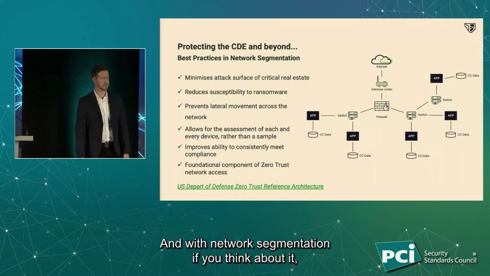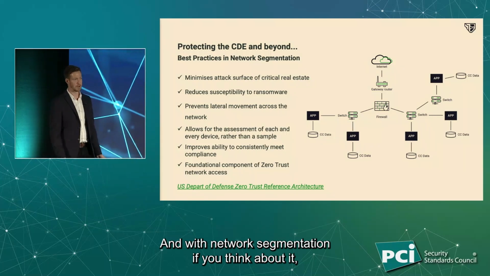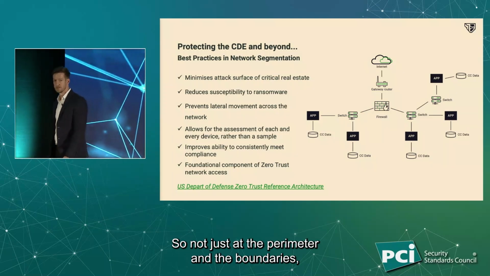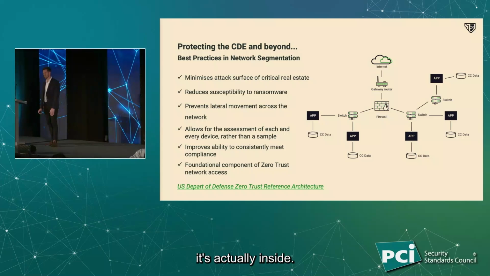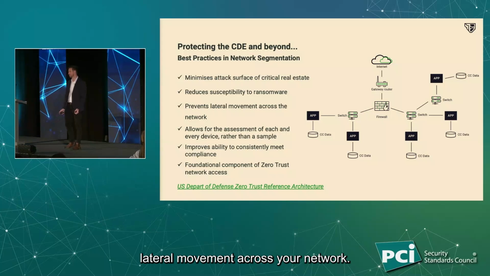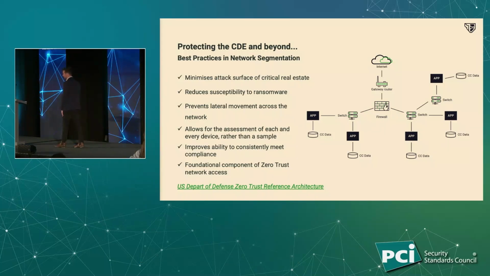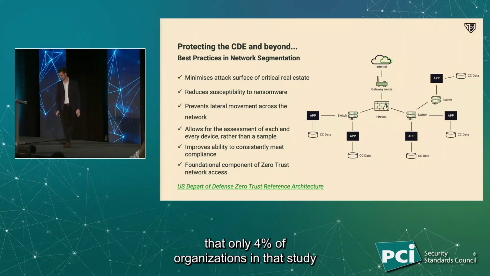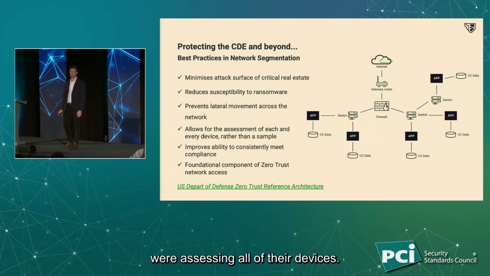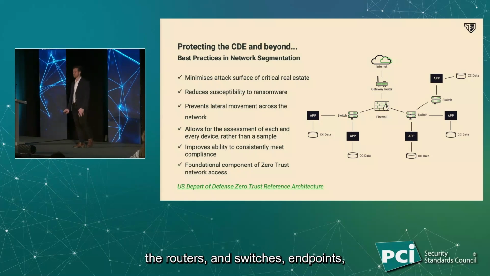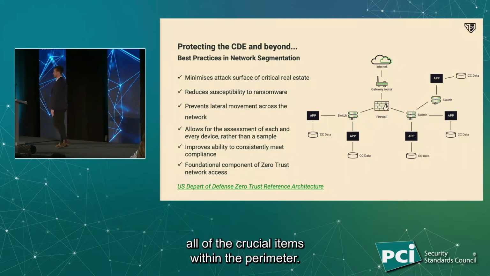With network segmentation, if you think about it, 80% of network traffic is actually inside your perimeter. So not just at the perimeter and the boundaries, it's actually inside. So effective network segmentation will help prevent lateral movement across your network. An interesting study revealed recently that only 4% of organizations in that study were assessing all of their devices. So not just the perimeter, not just the firewalls, the routers and the switches, endpoints, all of the crucial items within the perimeter.